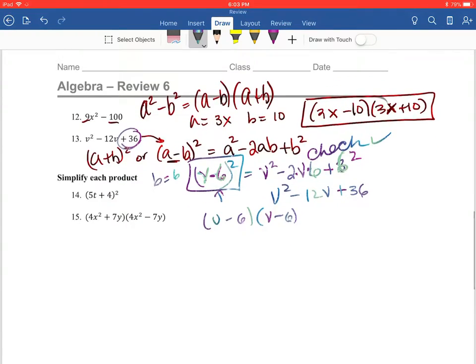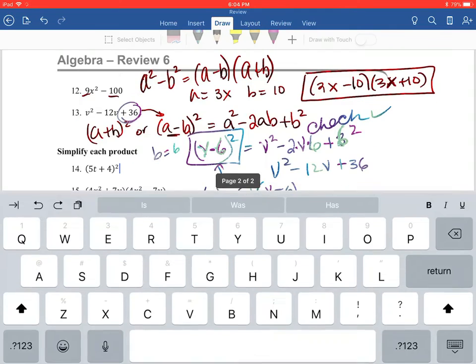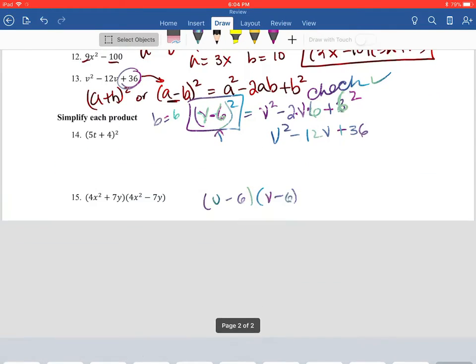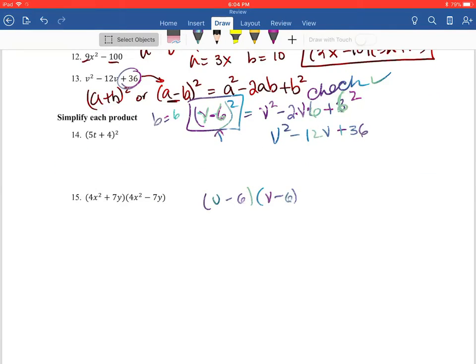Problem number 14. Let me enter down so that I have more room. All right.